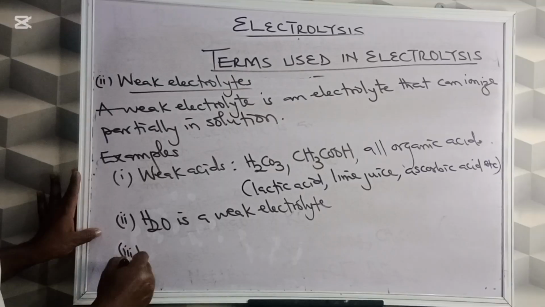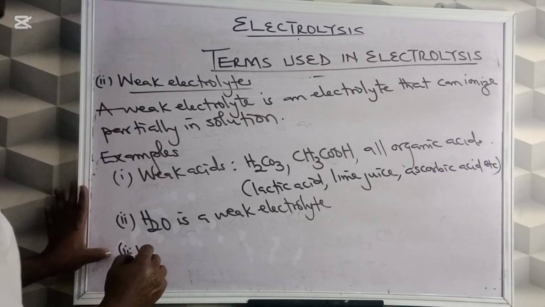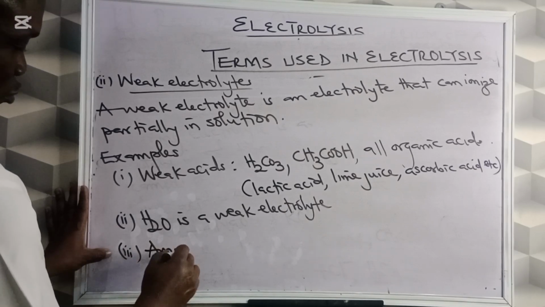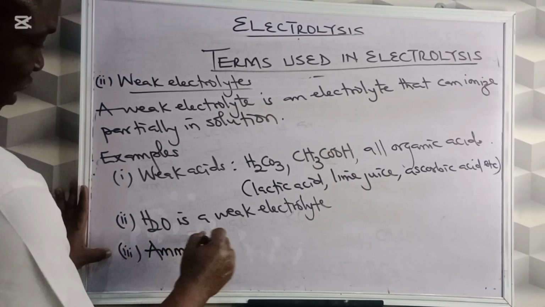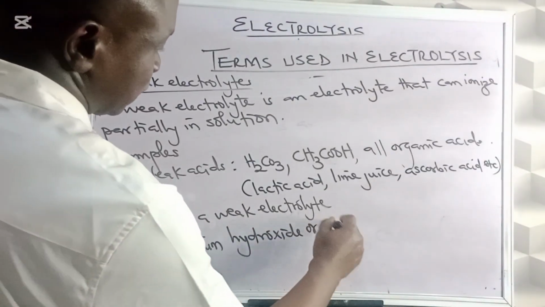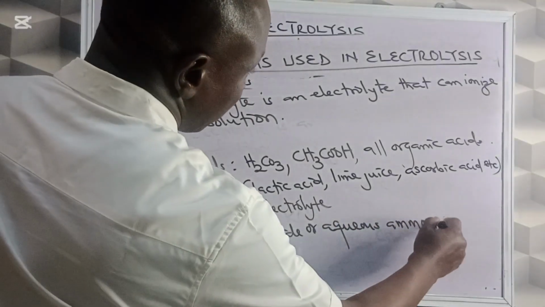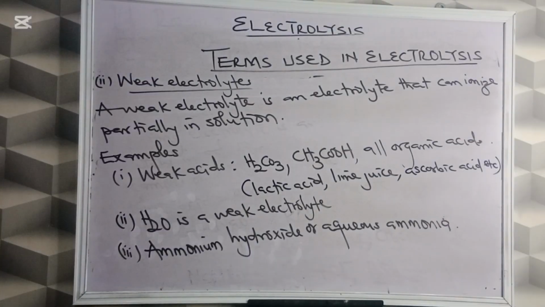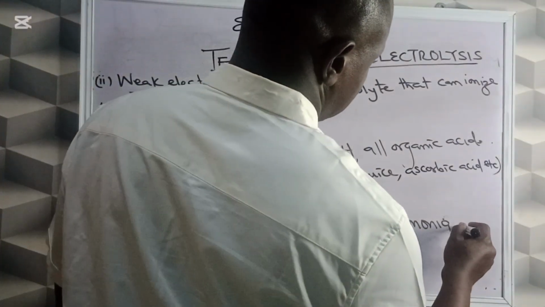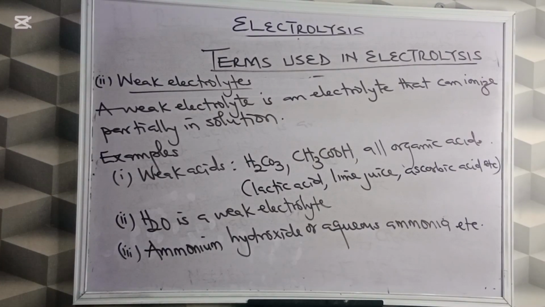Three, we talk of ammonium hydroxide, or simply aqueous ammonia. I'm giving you the common ones they normally use in past questions. So ammonium hydroxide or aqueous ammonia will fall under weak electrolytes, and so on.